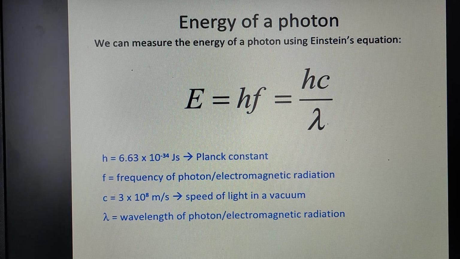Then f is the frequency of the photon, and c is the velocity of light in vacuum, that is 3 into 10 to the power 8 meters per second. Lambda is the wavelength of the photon. So those are the terms in the energy of a photon.